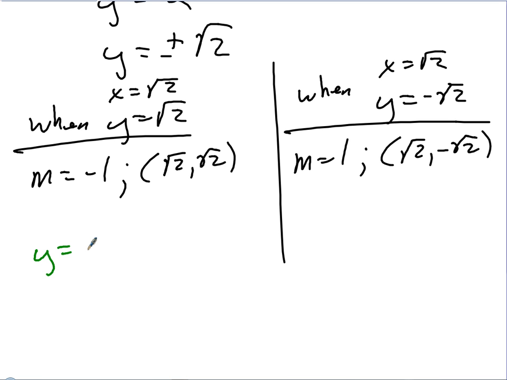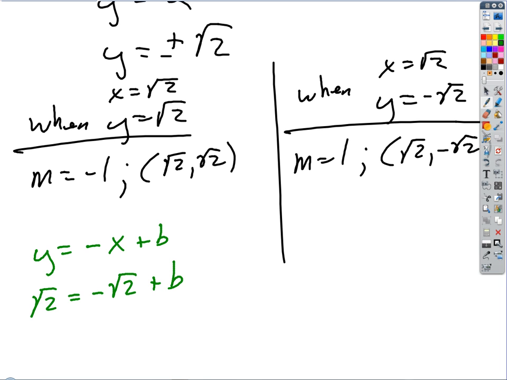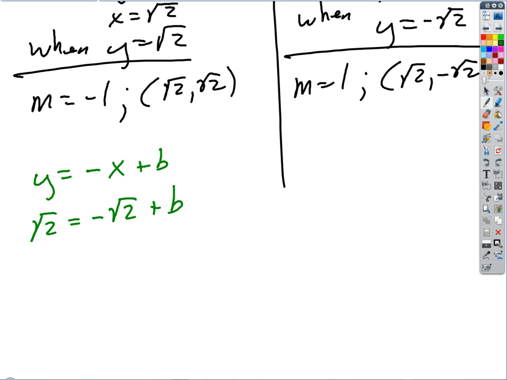Y equals mx plus b. So negative x plus b. Let's solve for b by plugging in these points. Square root of 2 equals negative square root of 2 plus b. So b is 2 times the square root of 2. Okay. So that gives us the line y equals negative x plus 2 root 2.